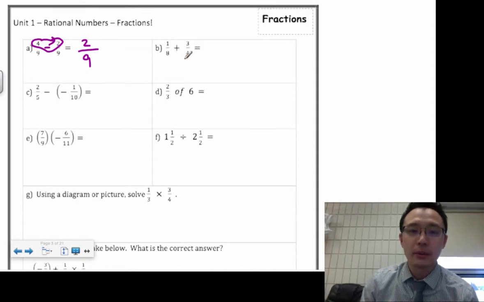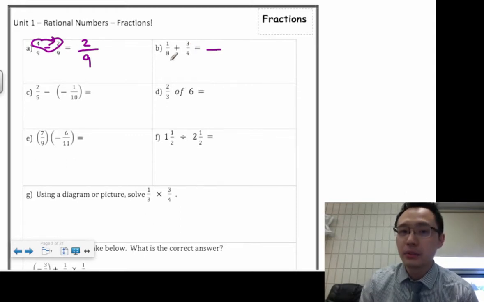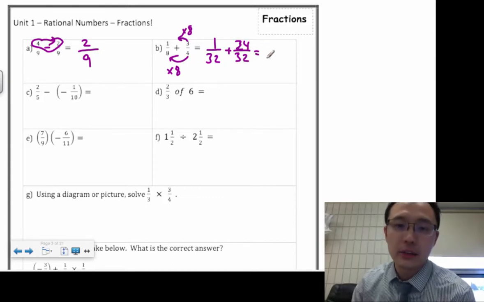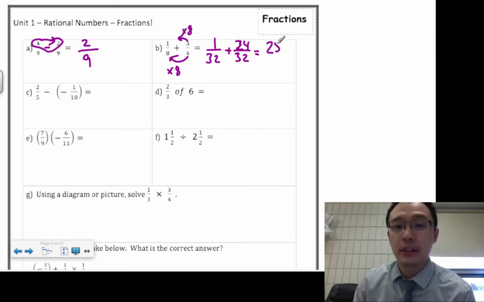Right now they're not, so to find this common denominator, I need to either multiply these two together or find the lowest common multiple. So multiplying them together, first way is 4 times 8 is 32. 8 times 4 is 32. How did 4 get into 8? I multiplied by, how did I get 4 to 32? Multiplied by 8. So this one has to be multiplied by 8, so which is 24. After the common denominators are found, I can just add the top. So this is 25 out of 32.